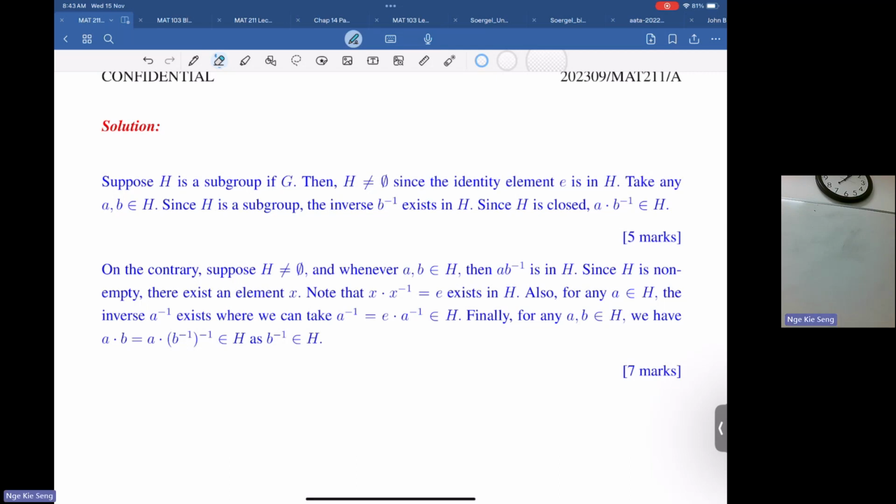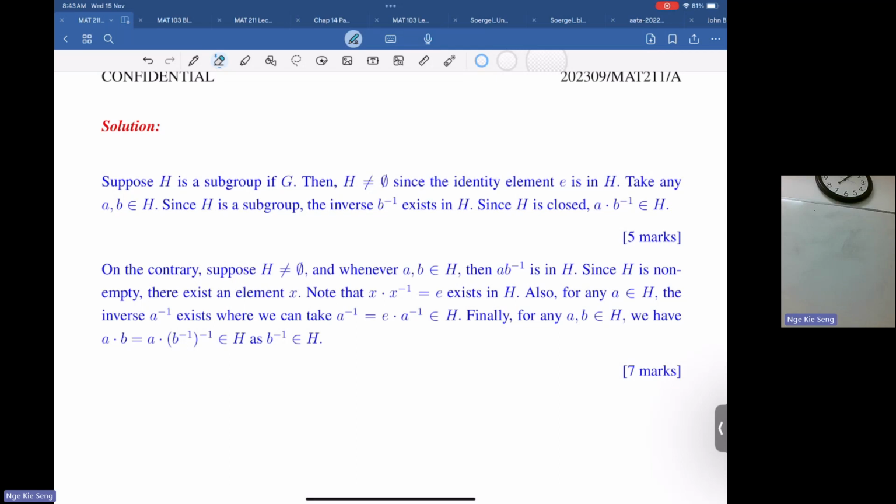Finally, we want to show that for all A, B in H, A times B is in H. So how do you write it in the inverse form? You write it as A times B inverse inverse. So A times the inverse of something is always in H. This is the trick here. I think the hardest one is this closure, but for those who can work out this question, you can work out this closure, which is good.